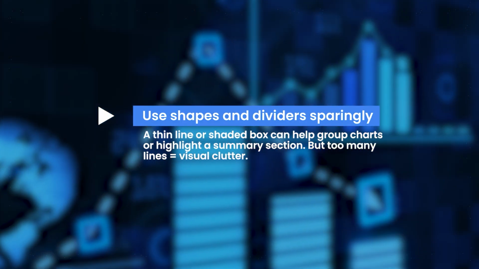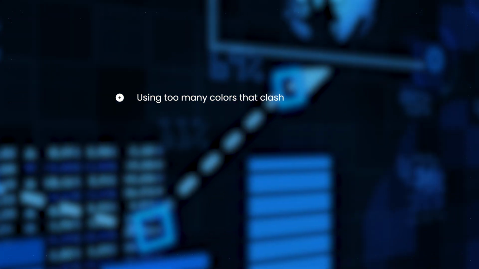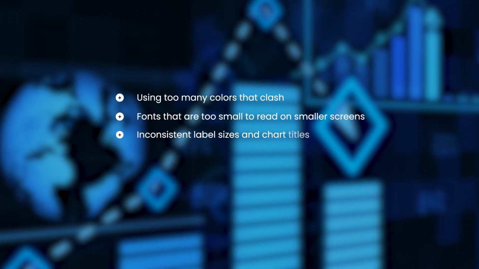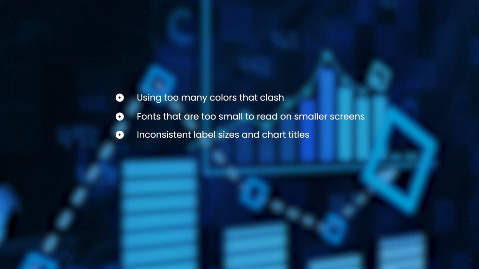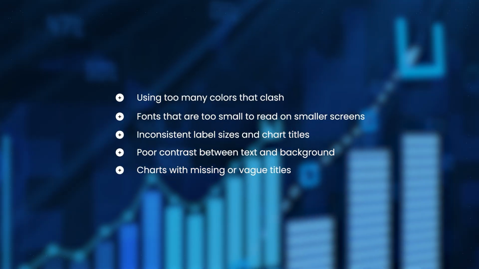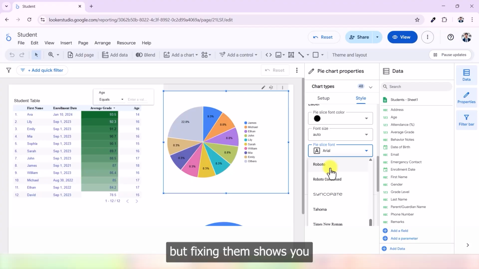Common style mistakes to avoid. Using too many colors that clash. Fonts that are too small to read on smaller screens. Inconsistent label sizes and chart titles. Poor contrast between text and background. Charts with missing or vague titles. Each of these can be fixed with a few clicks, but fixing them shows you care about how your data is received.